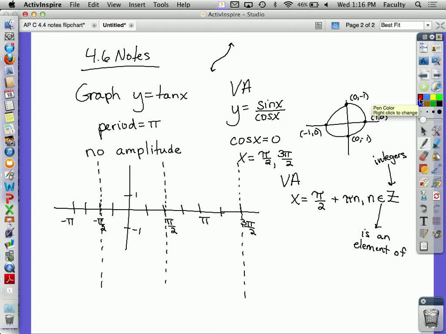Okay? Now, we need some points. Tangent is sine over cosine. So let's start with 0. If I want the tangent of 0, this is sine 0 over cosine 0. Well, I've got my circle, and the sine of 0 is 0. The cosine of 0 is 1. So I'm going to plot the point 0.